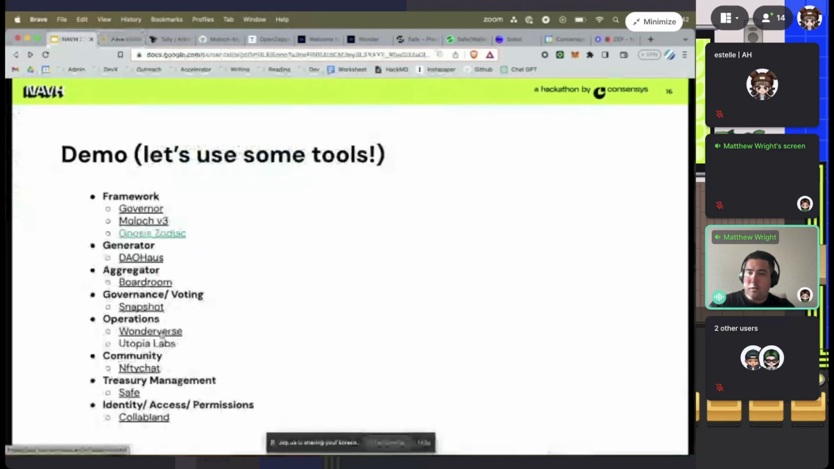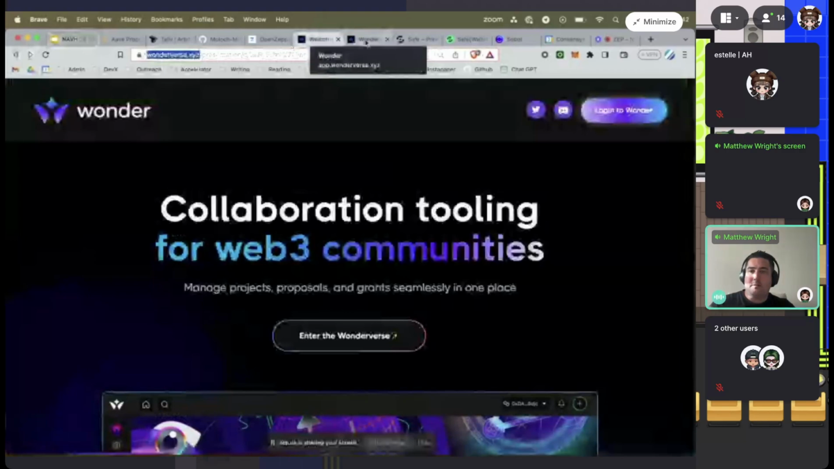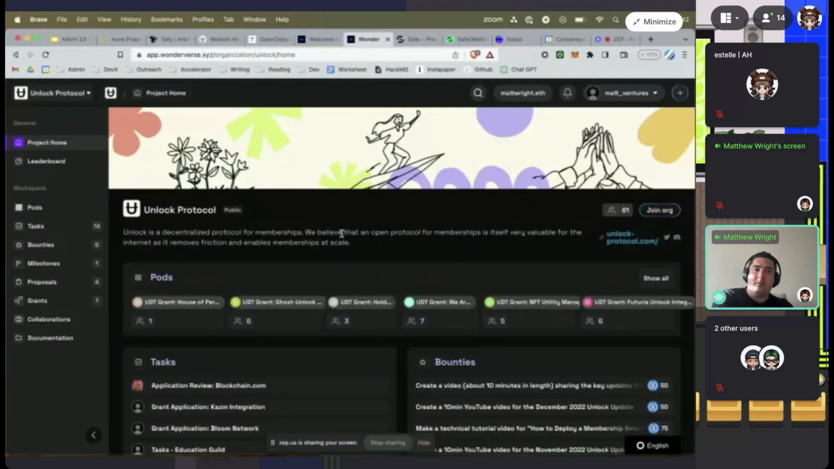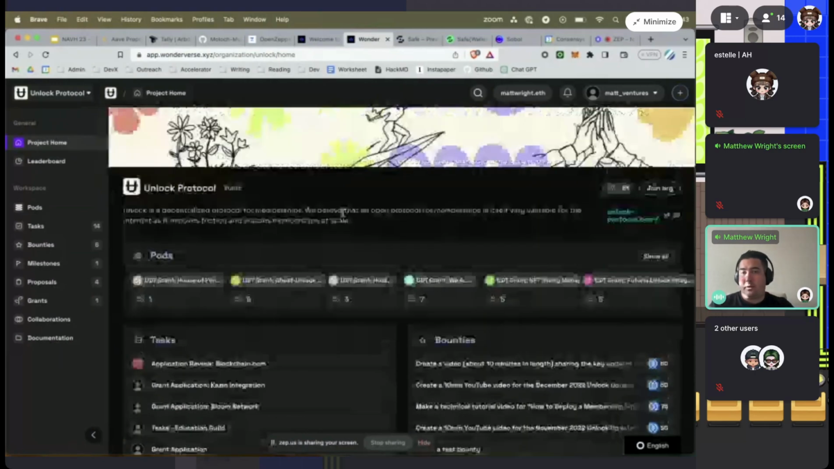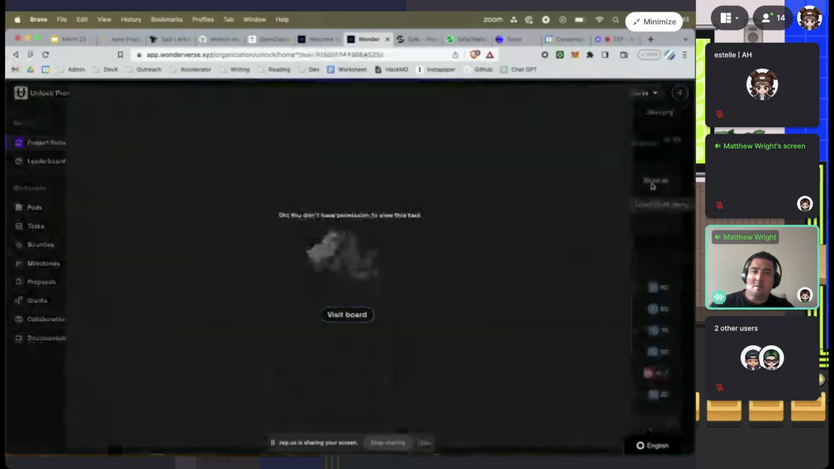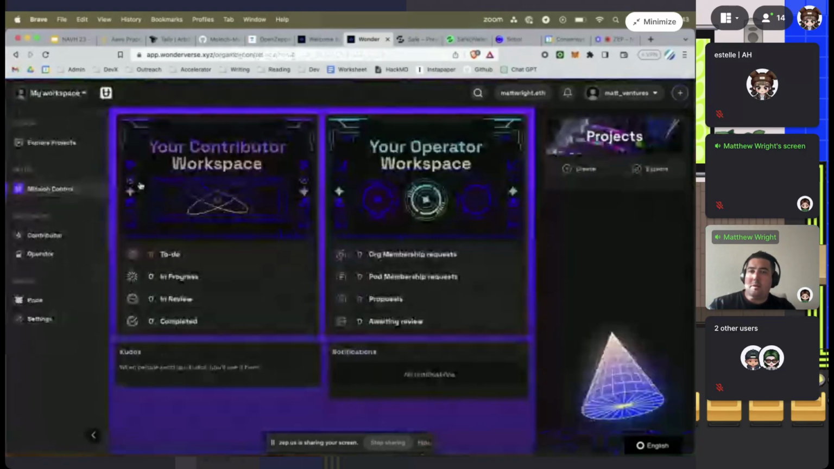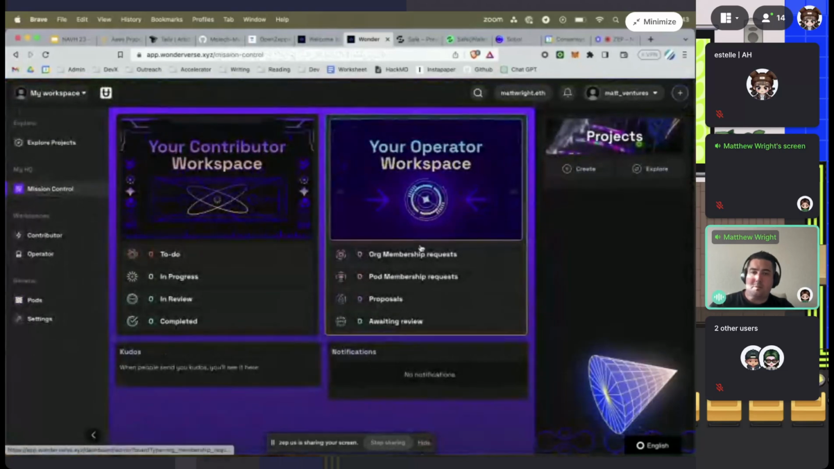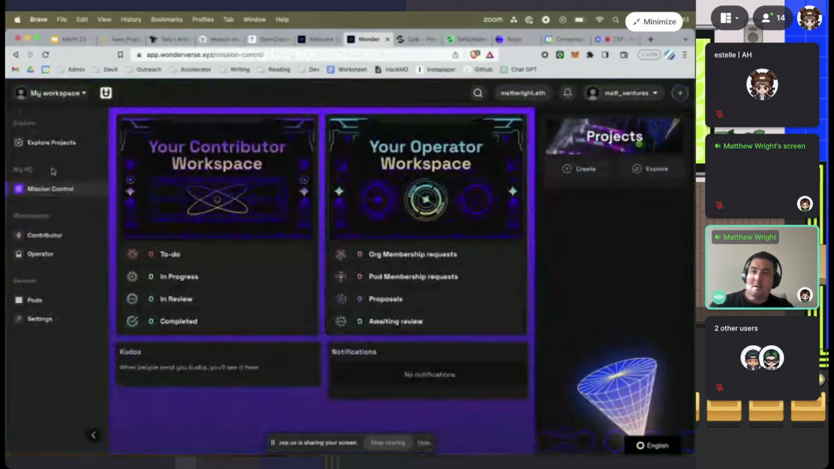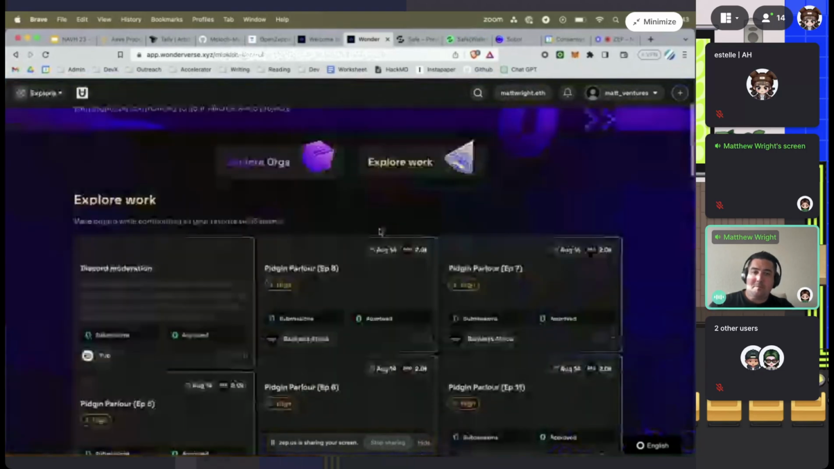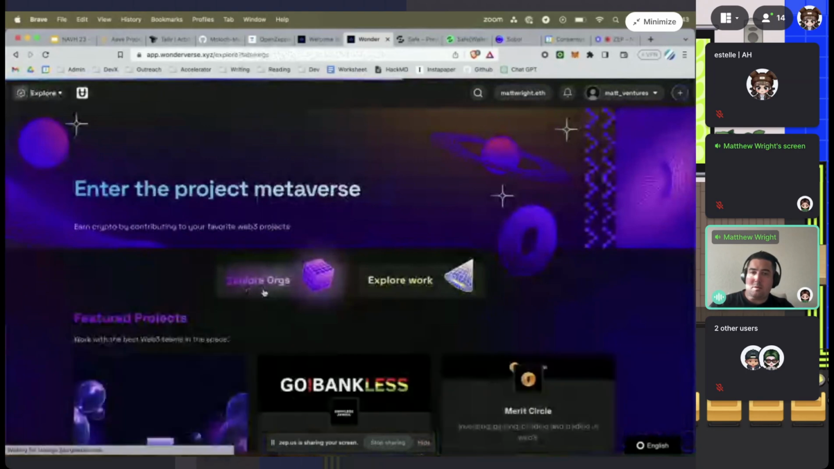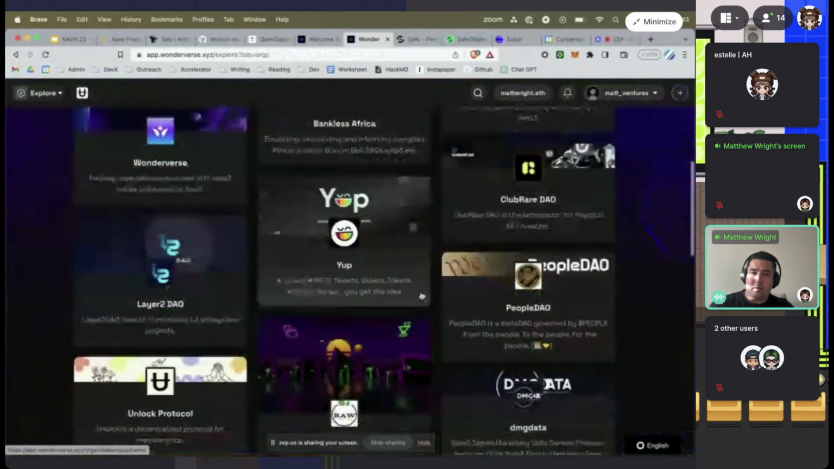I'll show you Wonderverse, which is really cool as well. If you're starting your own working group, or perhaps you want to figure out who you can go work for, you can join organizations that are open on Wonderverse. Technically this is your workspace, and you could work for various organizations. If you go to explore projects, you can see who's putting up work for the community.